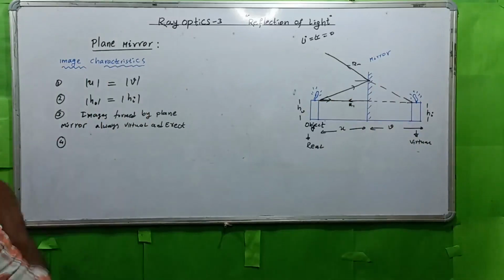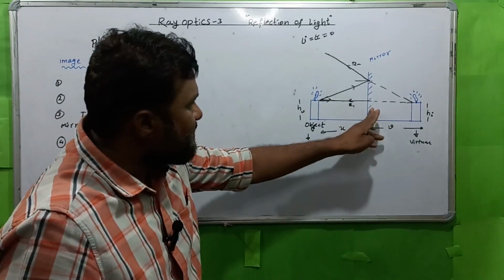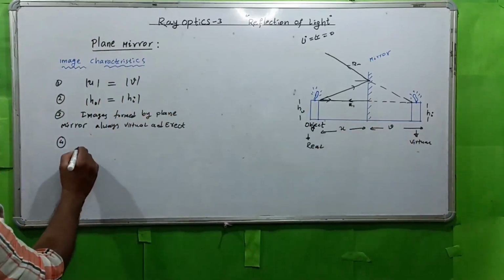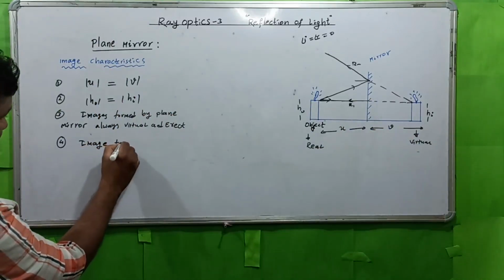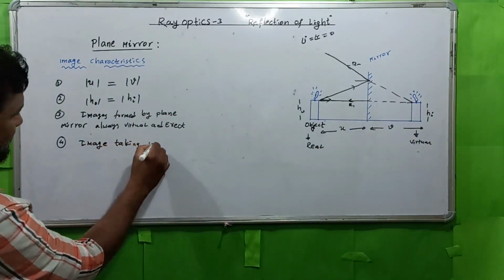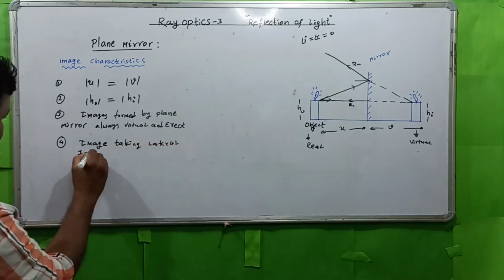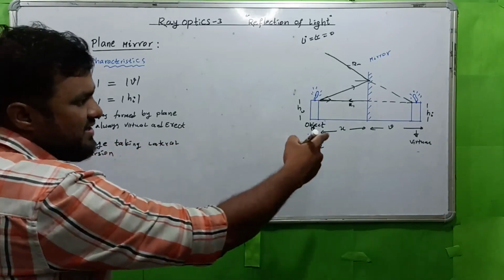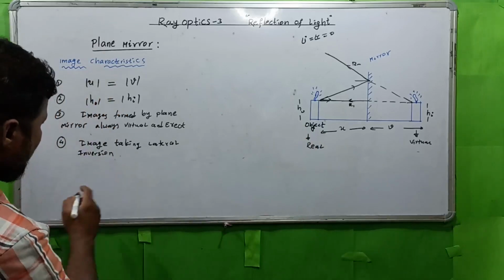Fourth character, can I say images formed by a plane mirror are laterally inverted? Images formed by a plane mirror are taking lateral inversion. This is the concept of lateral inversion. I will discuss this.